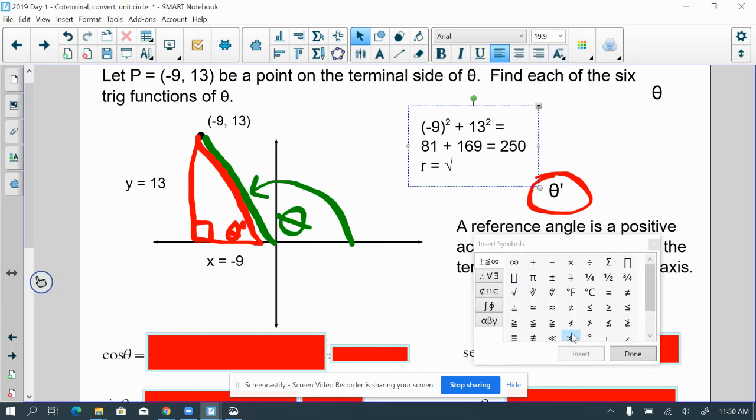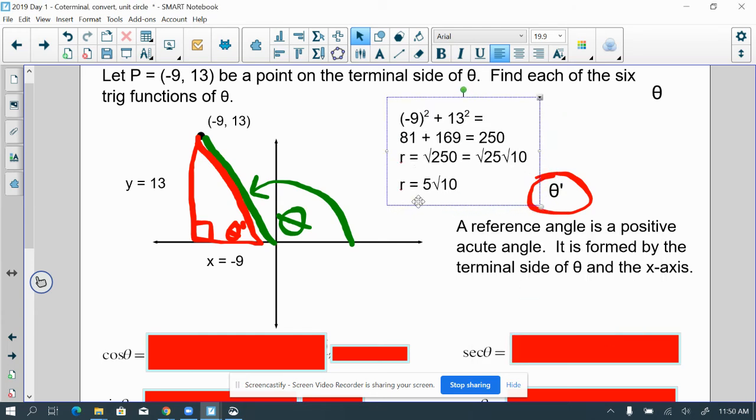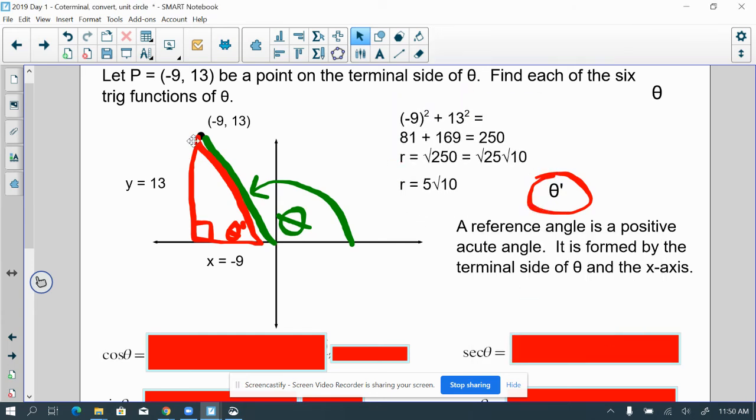The square root of 250. But that equals, doesn't the square root of 250 equal the square root of 25 times the square root of 10? It most certainly does. And so that will simplify to 5 rad 10. And that's what you need to be able to find. So the hypotenuse of this reference triangle is 5 rad 10.